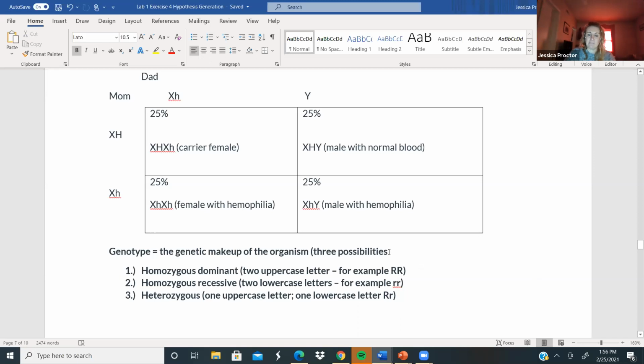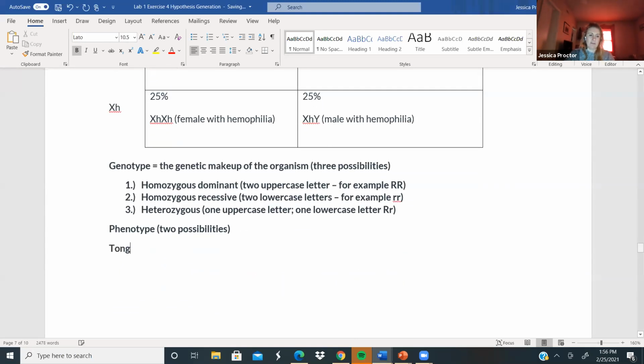So for the basic monohybrid Punnett squares, there's only three possible genotypes, okay? And then for phenotypes, there's only two possibilities. With the tongue rolling example, we're simply looking at whether or not that organism, that person, is a tongue roller, which is the dominant, versus non-tongue roller, which is recessive.